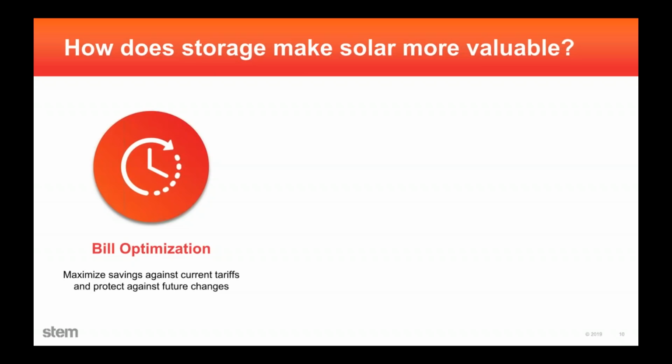So the first key driver is bill optimization. For behind-the-meter projects, storage can optimize the net demand for a building and earn bill reductions where solar can't. The flexibility of STEM-powered storage ensures that as tariffs move the most expensive times of the day away from peak solar production, bill savings from a solar and storage system still remain strong.